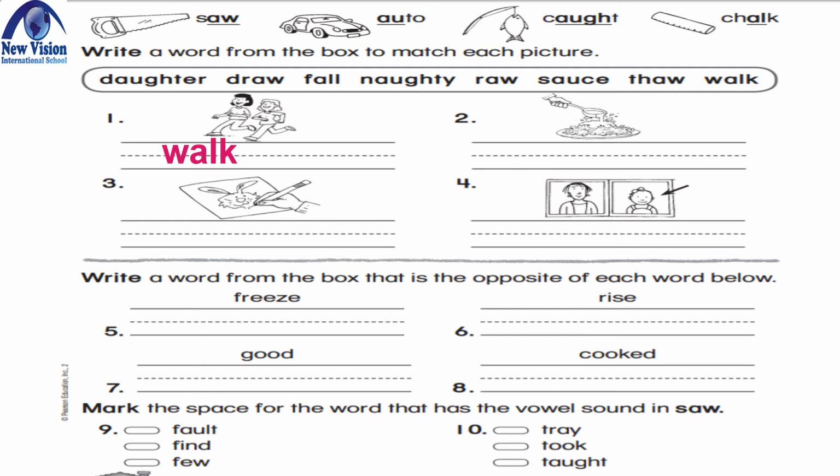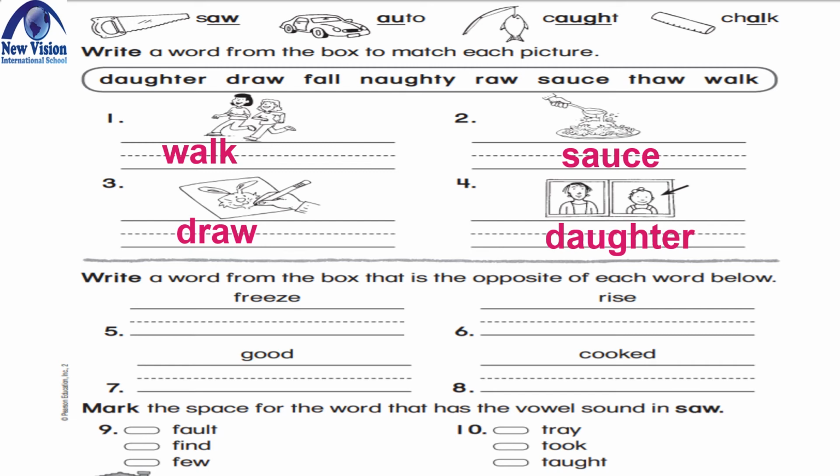You see this picture in the second question? We have a lady here who serves a sauce. In the third picture, we have a boy who is drawing a rabbit. So, the third word is draw. In the fourth question, picture four, a boy and a girl, or a man and his daughter. Daughter.